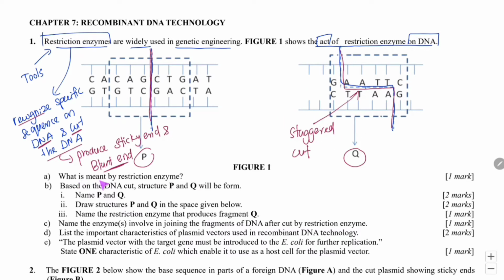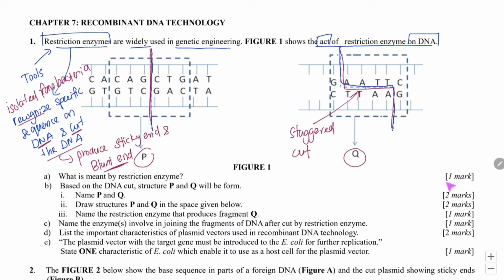So first question, what is meant by restriction enzyme? Soalan ni suruh awak define apakah dimaksudkan dengan restriction enzyme. So tadi saya describe dah, restriction enzymes are enzyme that recognize specific sequence on DNA and cut the DNA. And then this enzyme is isolated from bacteria. So memang bakteria sahaja yang ada restriction enzyme. So itu definition of restriction enzyme. The enzyme isolated from bacteria that able to recognize specific sequence on DNA and cut the DNA.